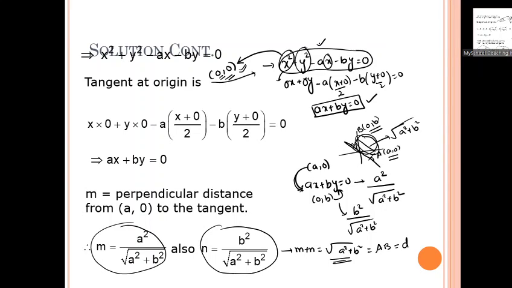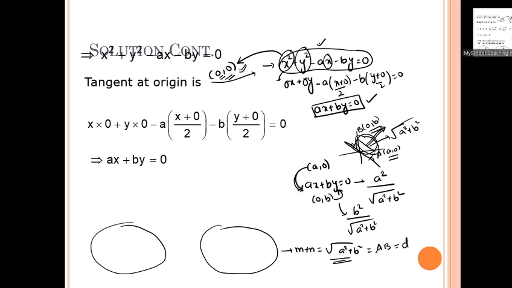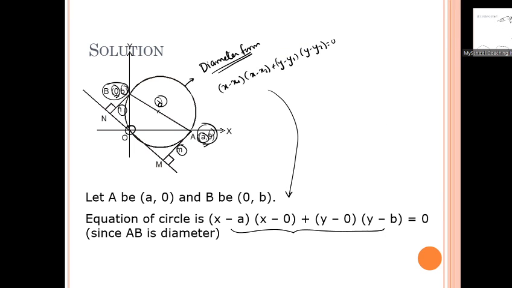The question में it's not given that AB is the diameter. Why am I saying that AB is the diameter? Because angle AOB equals 90 degrees in a semicircle. This angle is 90 degrees, so this has to be the semicircle, right? That's why this has to be the diameter, okay?